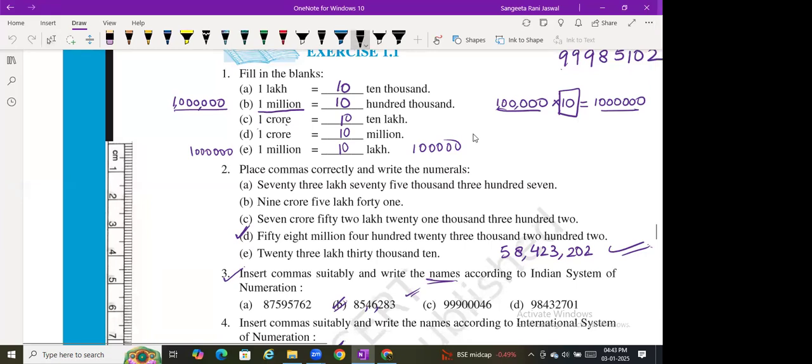Ma'am, all 4? Yes, for all 5 you have to write. Yes, this one.